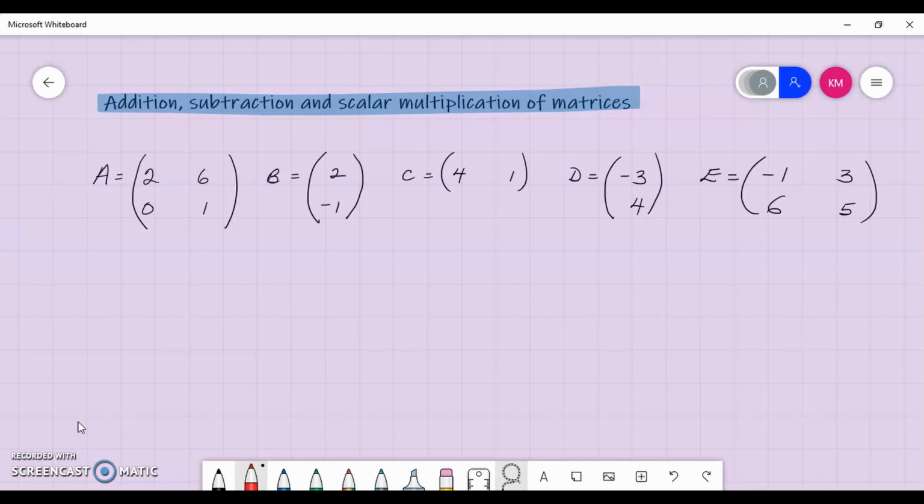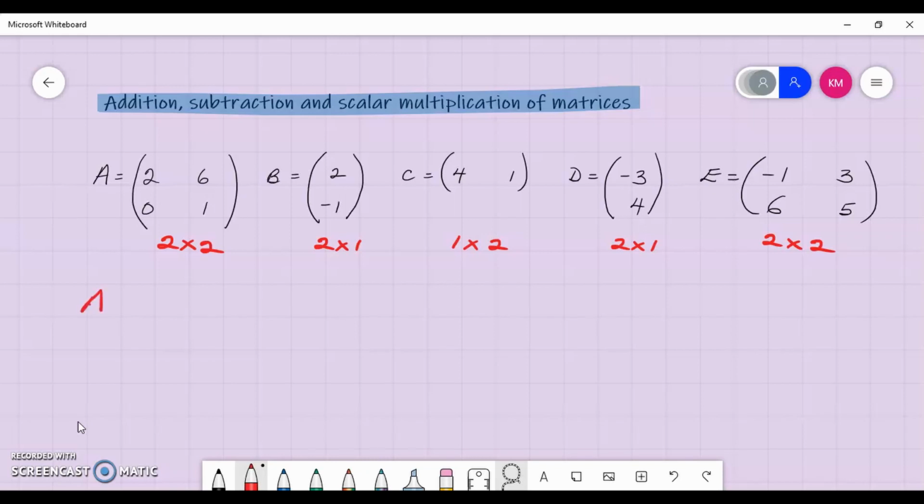So our first matrix A is a 2 by 2 matrix. Our matrix B is a 2 by 1 matrix. C, 1 by 2, D, 2 by 1, and E, 2 by 2. Now this is going to help us determine which 2 matrices can be added or subtracted.